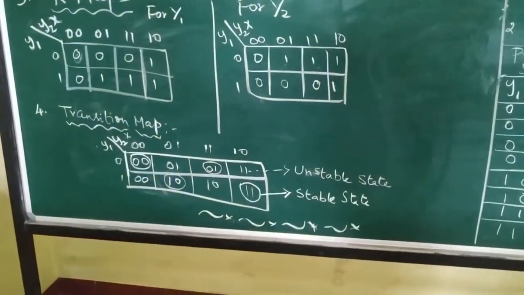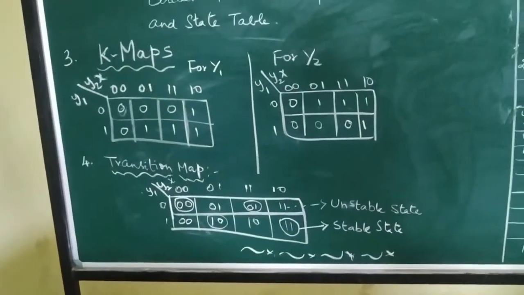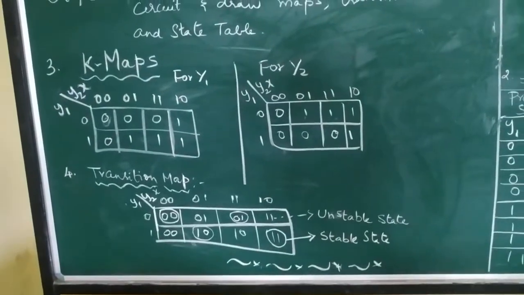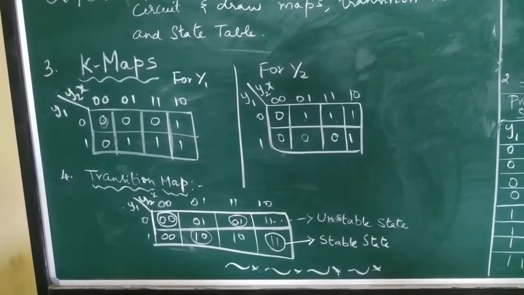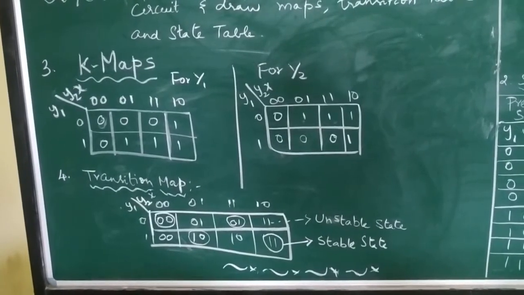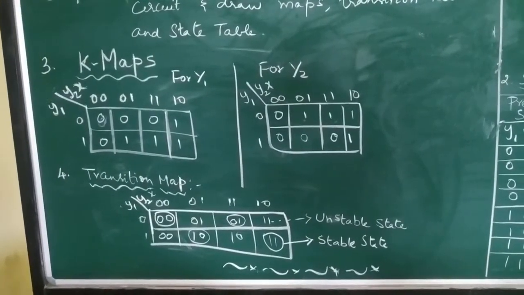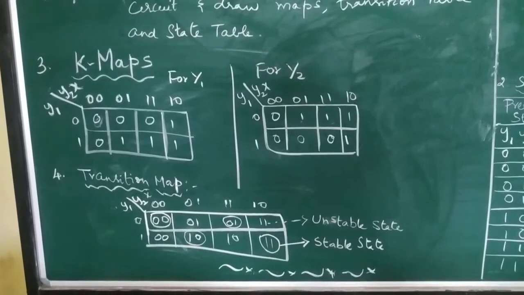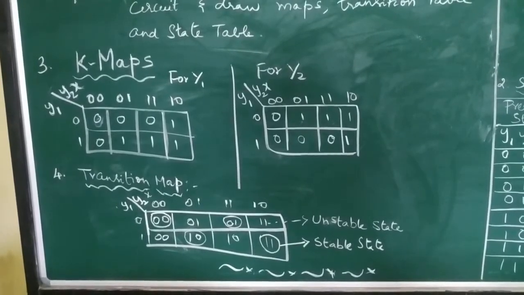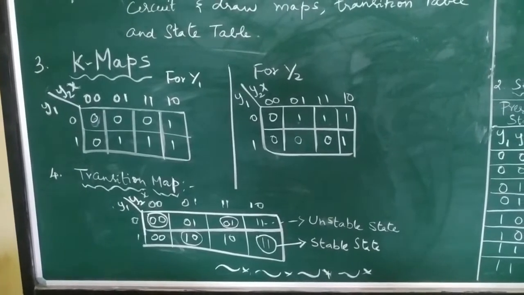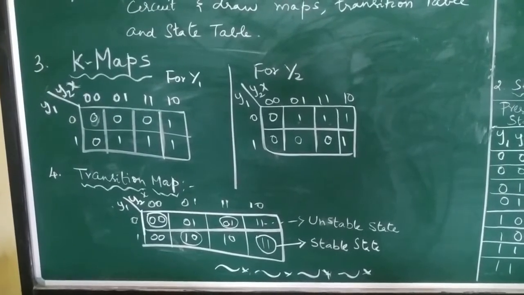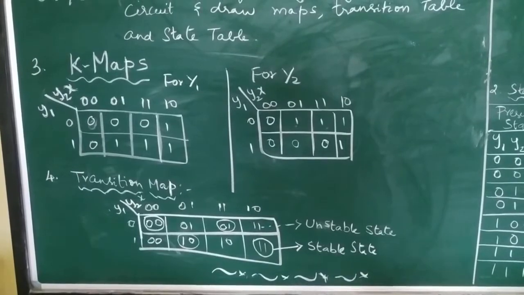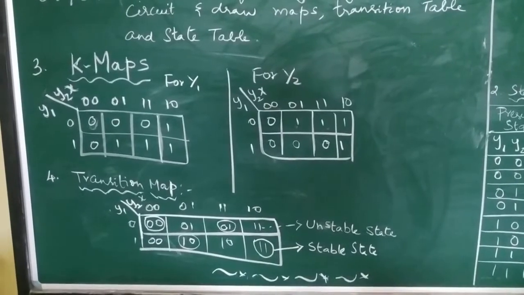And what is the transition map? From the K-maps, take the first 2 values of the first 2 columns of y1 and y2 and write them together in the transition map. So first it is 0, 0, next it is 0, 1, next it is 0, 1 and the fourth column it is 1, 1. And the second row similarly 0, 0, 1, 0, the fourth column is 1, 1, the third one is 1, 0.